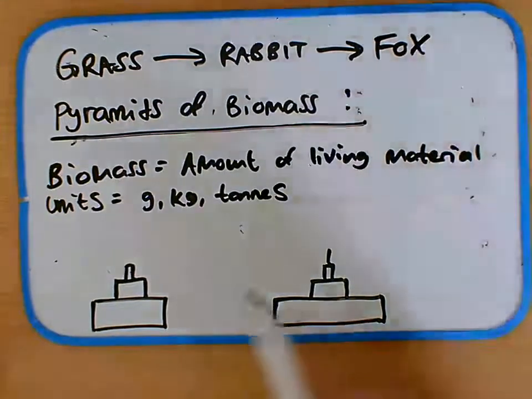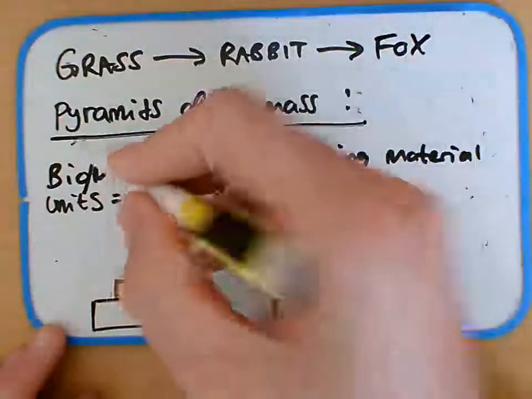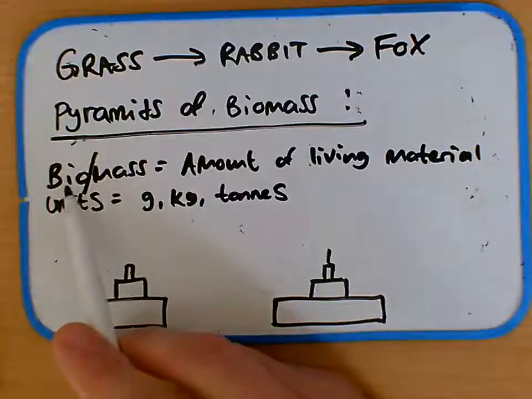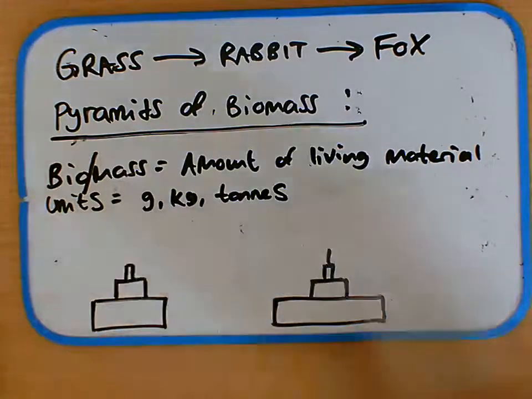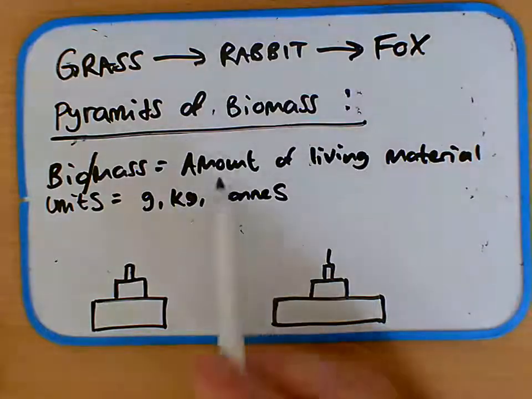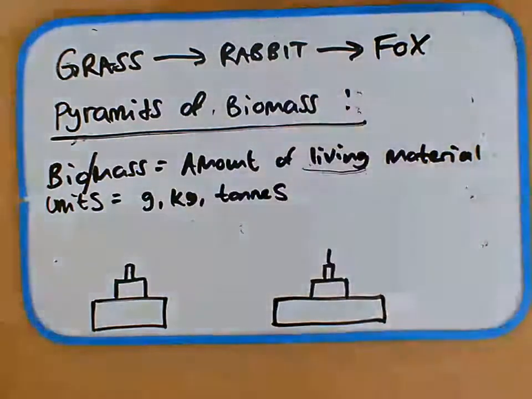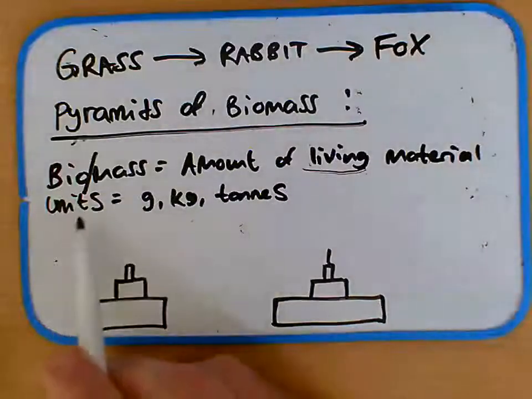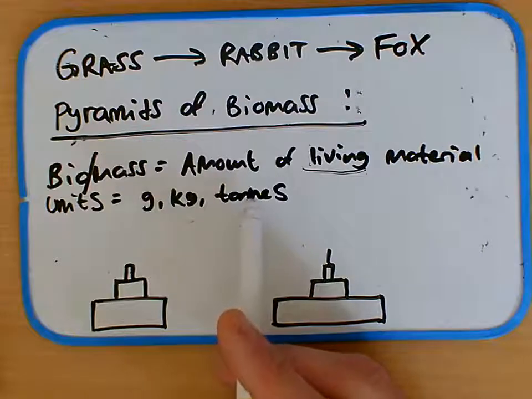So biomass, if you split the word up a little bit into two terms. Bio meaning living, as in biology, the study of living things, and mass, which is the quantity, the amount of a particular substance. So biomass is the amount of living material, okay? And because it's a mass, the units can be grams, kilograms, tons.